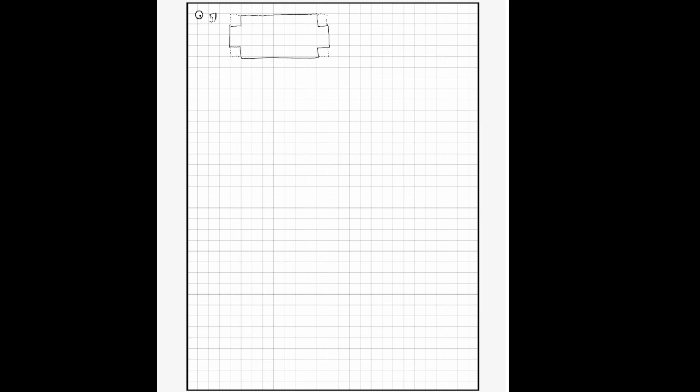Alright, so question 4 wants me to find the dimensions of the box when the box has the largest volume, and what is the volume of the box. So what I do first is I establish the dimensions of this box. These dotted lines are dotted because that means that's where you cut.